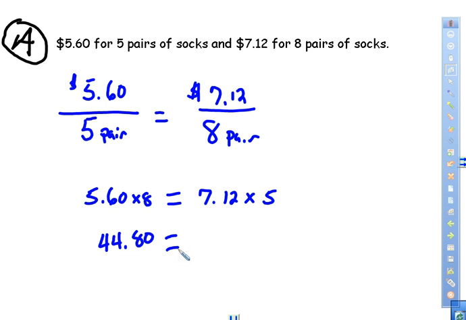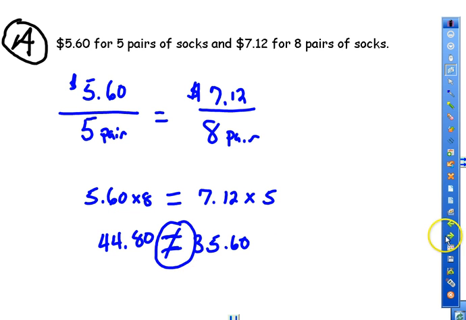And then 712. So you take the 712 times 5 and you get 3560. And again, are these the same number? No, they are not. Therefore, you can write a not equal sign in between them, and that is done. So they are not proportional.